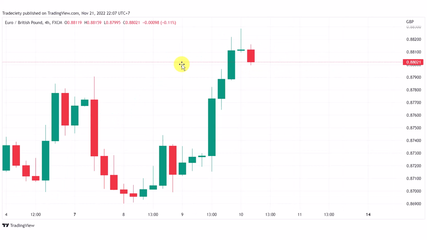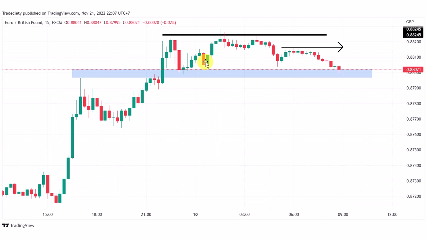When we go now from the 4-hour to the 15-minute chart to look at the microstructure, this is how this 3-candle pattern looks on the lower time frame. Strong trend, another trend continuation. We fail to take out the highs. The market starts to make lower lows and lower highs here, and we have this level here. We have a good level that we can work with.